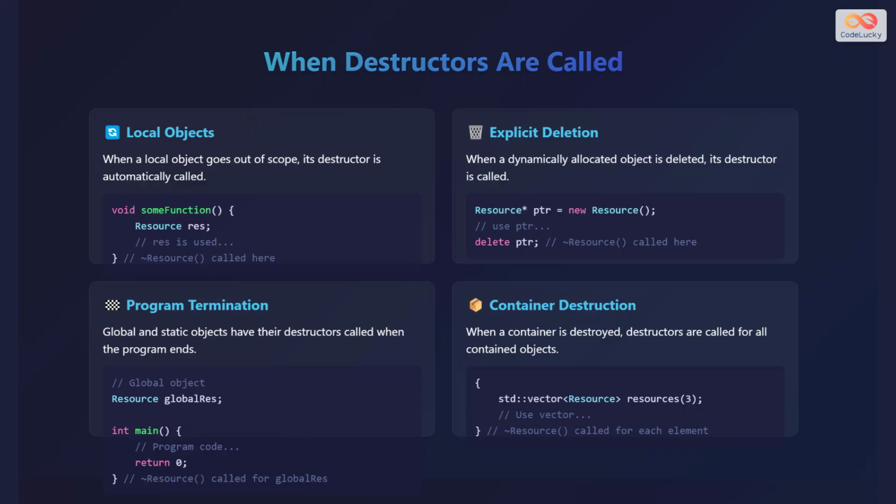Consider a class named resource which has a private member named data, which is an integer pointer. In the constructor, memory is allocated for data using the new keyword. The destructor tilde resource deallocates the memory using the delete keyword. This ensures that the allocated memory is freed when a resource object is no longer needed, preventing memory leaks.